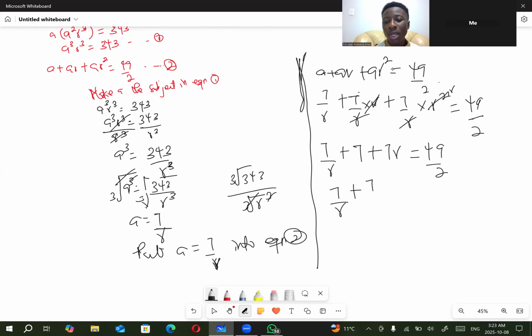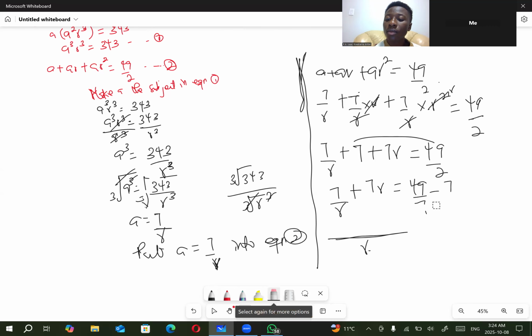Bring the R here. So plus 7R, right? Move the 7 across the equal sign. So it will go as minus 7. Right? This one, if you are finding the LCM, it is R, right? R into R. Should I go on? Say the 49 is over 2, not over 7. Yeah, over two. Thank you. So the LCM is R.